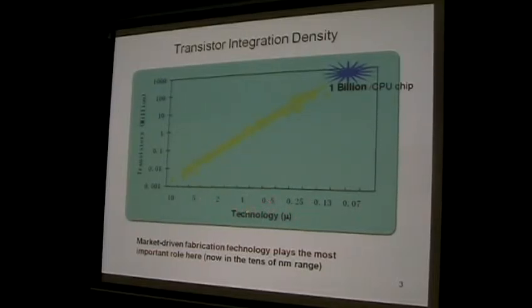If we look at the technology, you see this market-driven law is made possible because the technology is advanced. If you look at the nanofabrication, when the resolution goes down to 0.1 micron, you see the integration density increases dramatically, and we are going to something like 1 billion transistors per CPU chip, and all this is possible due to the progress in nanotechnologies. So in this scenario, nanofabrication is very important for microelectronics and this particular Moore's law.